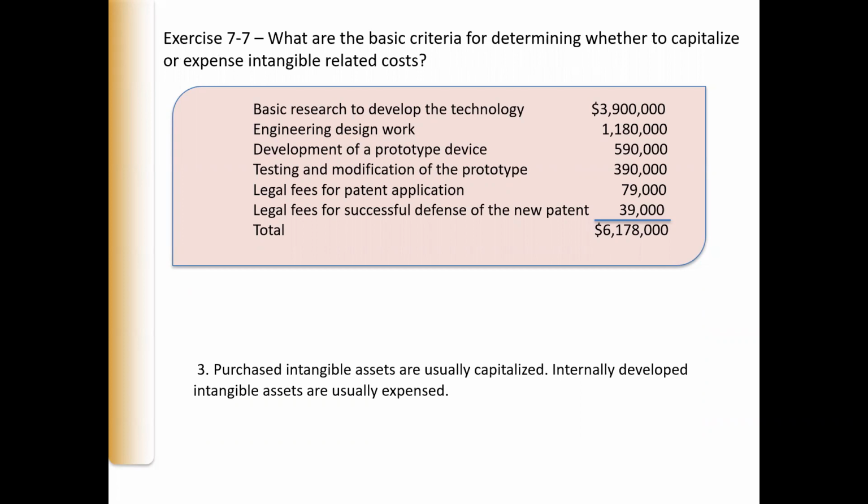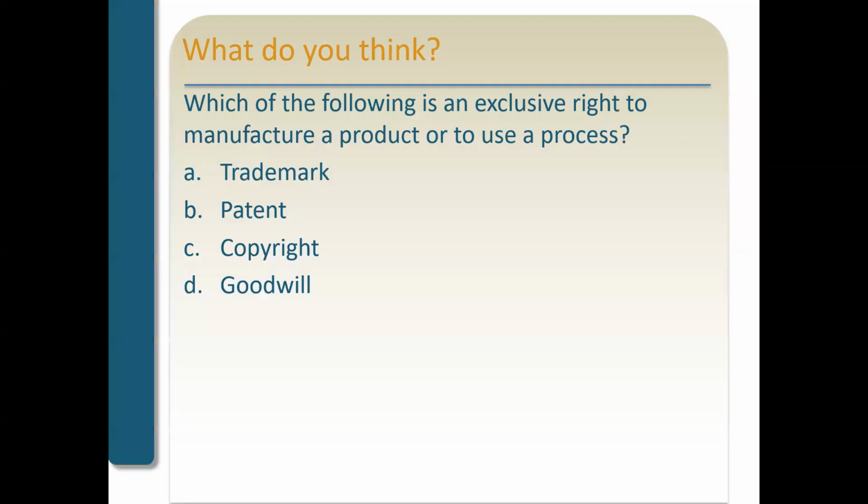How do you know what to capitalize and what to expense? When you purchase intangible assets, they are normally capitalized. But when you develop them internally, most of the items are expensed except for filing fees and legal fees. So guys, which of the following is an exclusive right to manufacture a product or to use a process? Is it a patent?